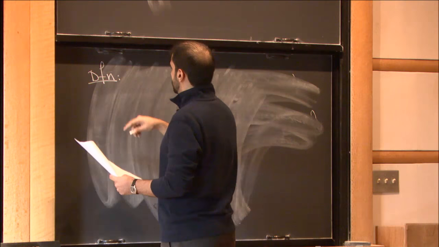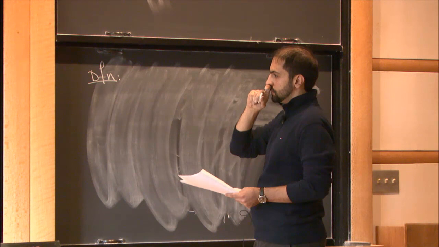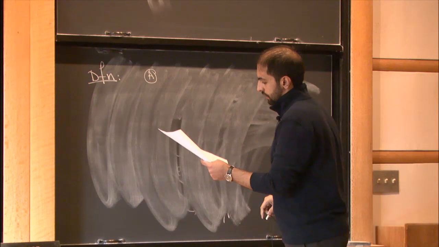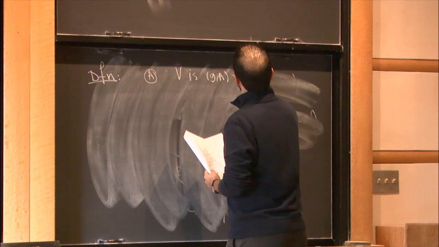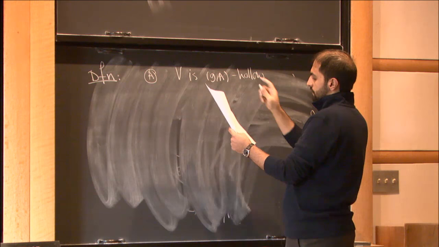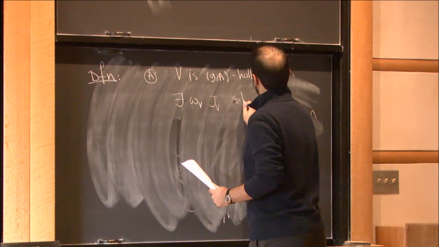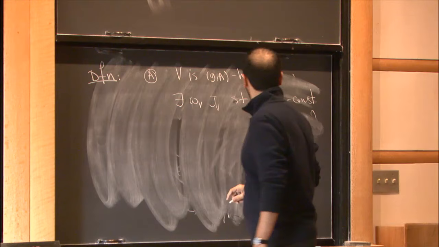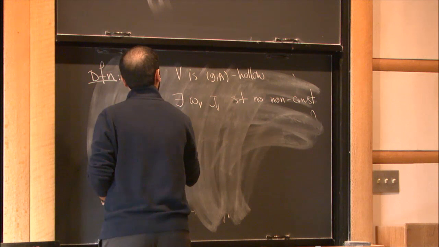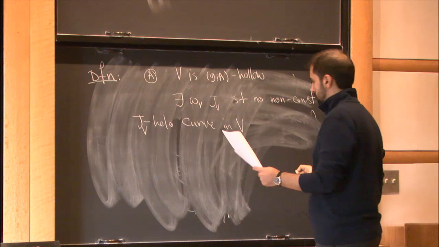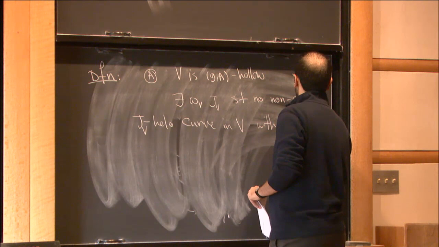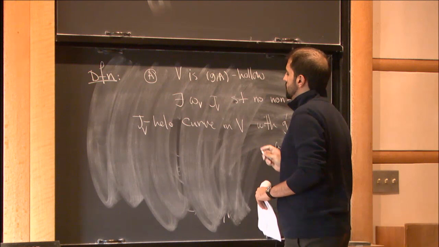There are three versions of this definition, but all three of them are going to work for the theorem which I'm going to state. But that depends on how you would like to phrase it. So we say V is (g,A)-hollow if the following conditions hold. In the first version, you can say if there exists a symplectic form on V and an almost complex structure on V, such that there is no non-constant J-holomorphic curve in V below genus g and degree A, with g prime less than g and omega of A prime less than omega of A.